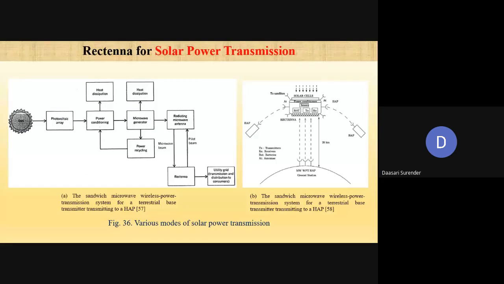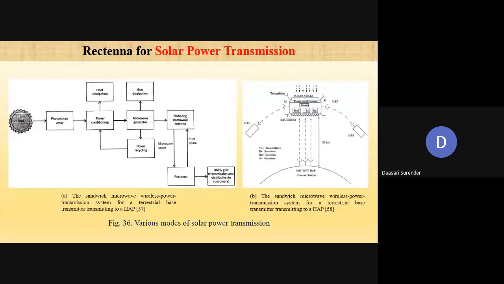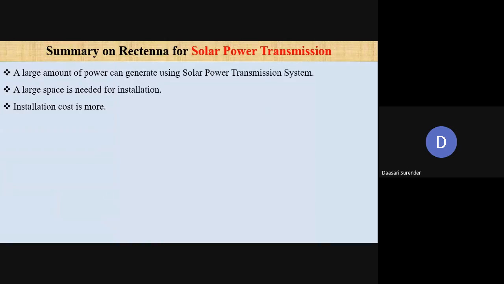These are the two modes. Here, a microwave wireless power transmission system for a terrestrial base transmitter transmitting to high altitude platforms. And in the second one, we are transmitting for solar applications. Here a large amount of power can be generated using a solar power transmission system. But the disadvantage with the solar power transmission system is it requires a large space for installation, and the resultant installation cost is also increased.